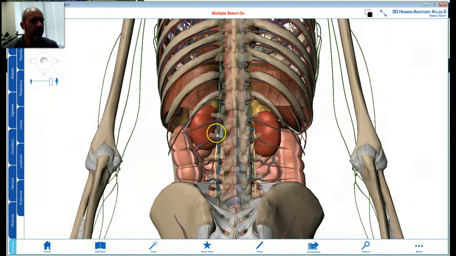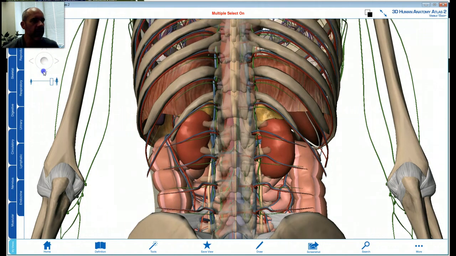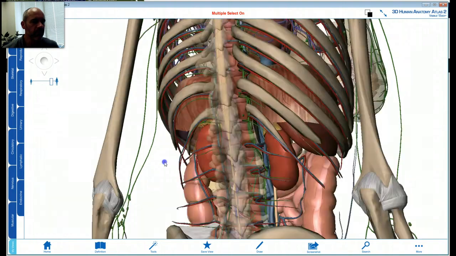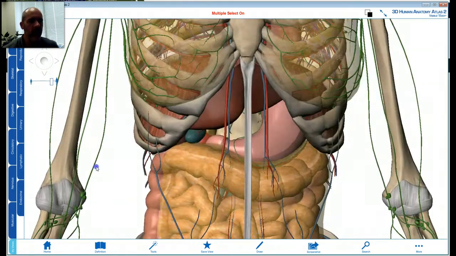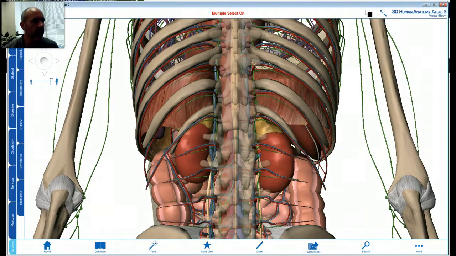So here on the posterior side, guess what I'm zooming in on? Right here, these are going to be our kidneys. You guys may already know that the kidneys are more posterior, within the posterior portion of your abdominopelvic cavity. So I'm rotating this around so you can get a pretty good 3D perspective of where they're located.